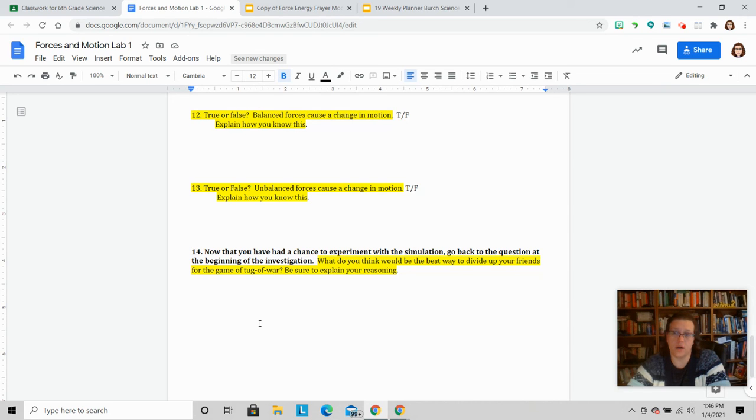So this should be a whole paragraph. 1 sentence for your claim, a few sentences worth of evidence, and then a couple sentences where you give us an explanation. You give us a reason why your evidence proves to us, the reader, that that's the best way to divide up the people for the tug-of-war game.